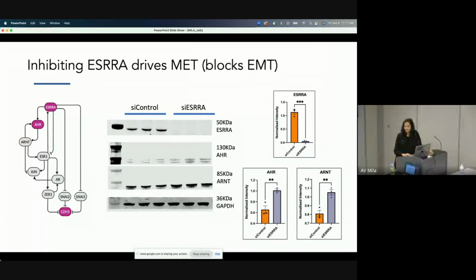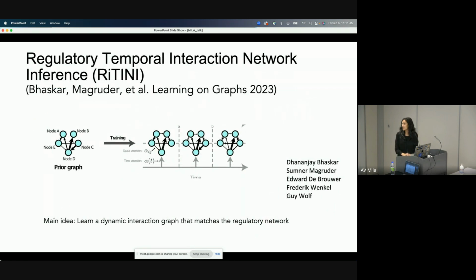Is doing it again. We've also tried inhibiting Ezra, which is the top gene in the cascade, and we're able to show that if we inhibit Ezra, it drives MET, blocks EMT, so it should be able to be used as a modulator. So these are some novel hypotheses that we can come up with by modeling the continuous trajectory, which then gave rise to this network learning paradigm.